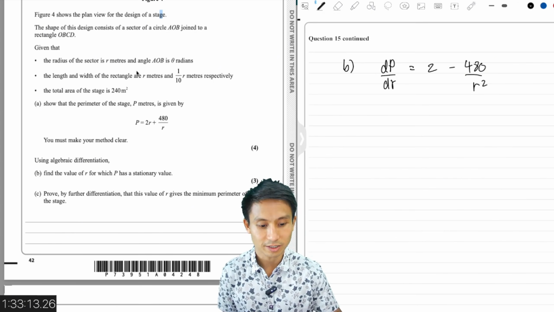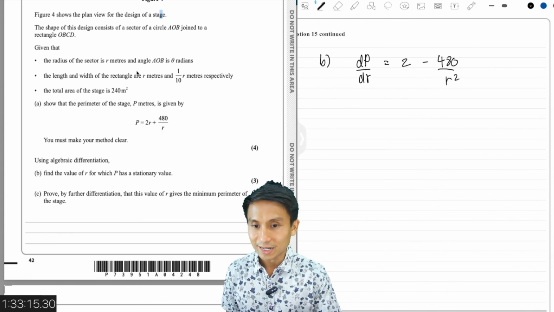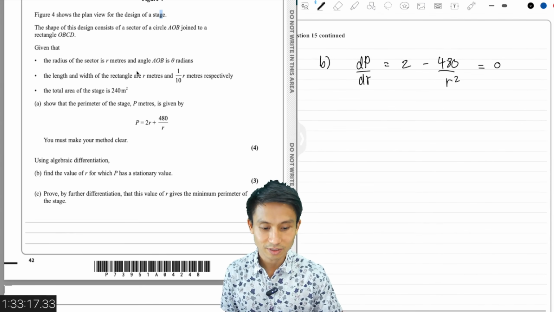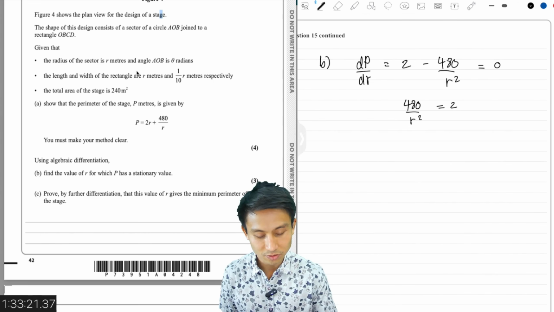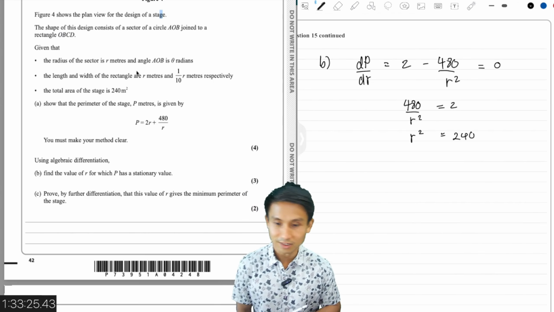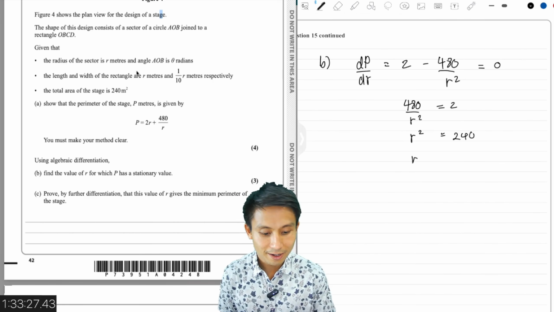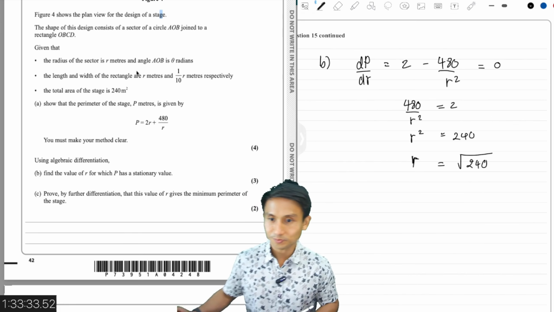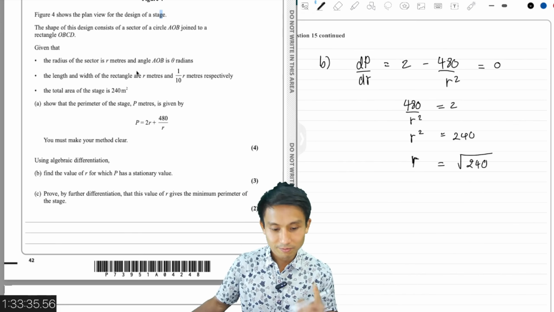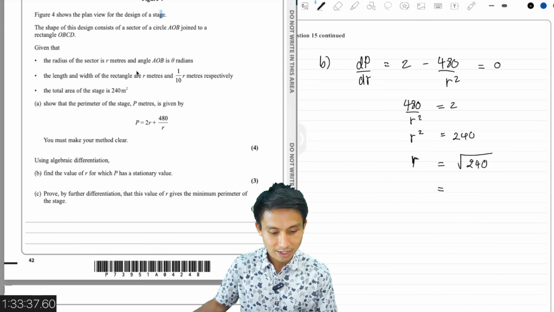Okay, so if we equate this to 0, we're going to have 480 divided by r squared equals 2. So r squared equals 240 if you move the things there. And r can't be negative, so it's just going to be root 240, because r is a radius. So we're just going to keep it as a surd.